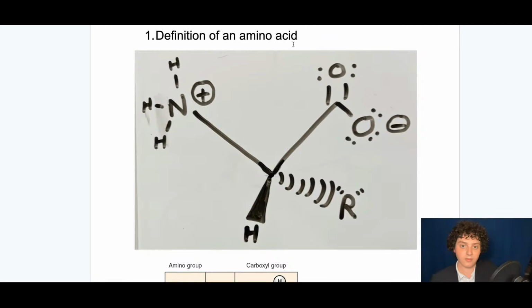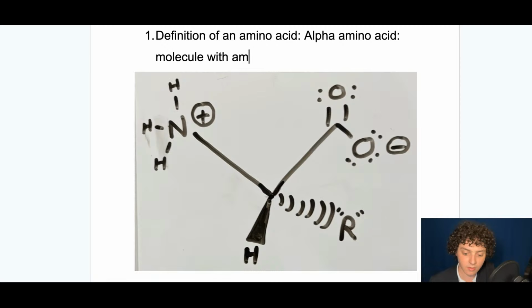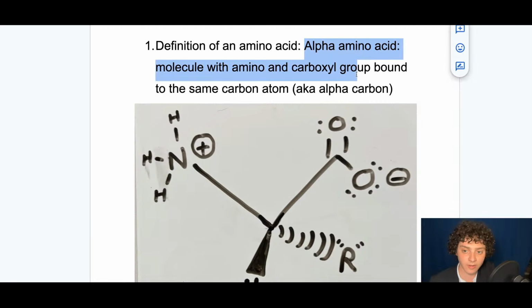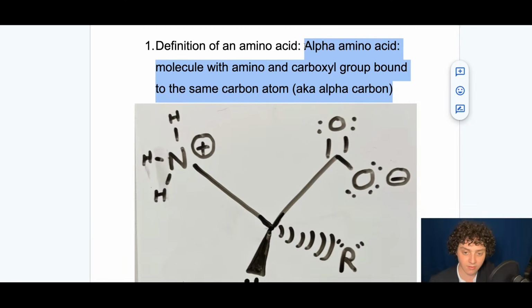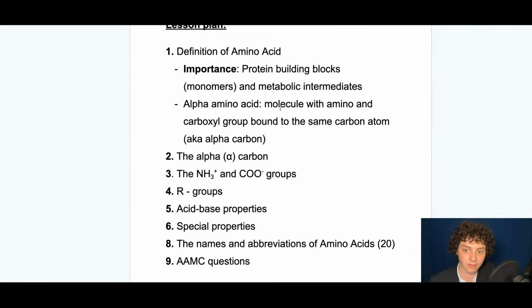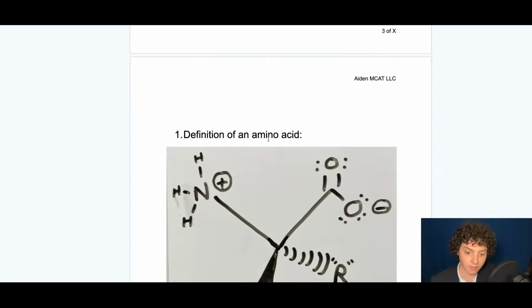That is called an alpha amino acid. An alpha amino acid is a molecule with amino and carboxyl groups bound to the same carbon. So when the amino and the carboxyl group are bound to the same carbon atom, that carbon atom is called the alpha carbon.